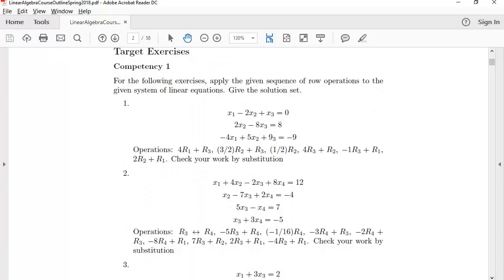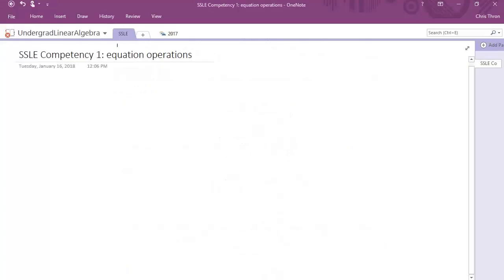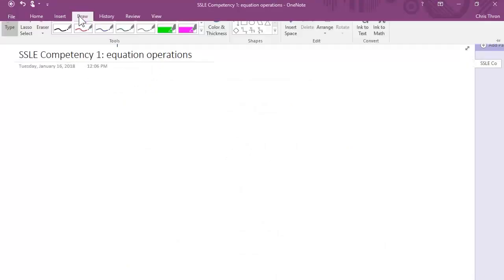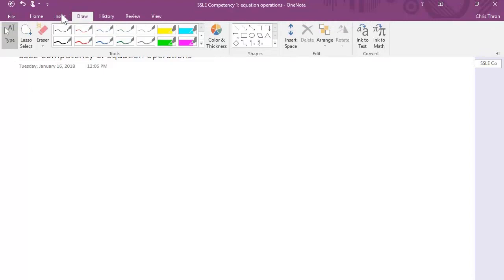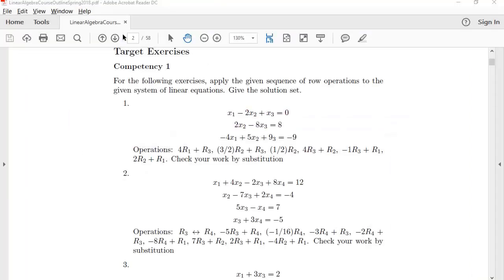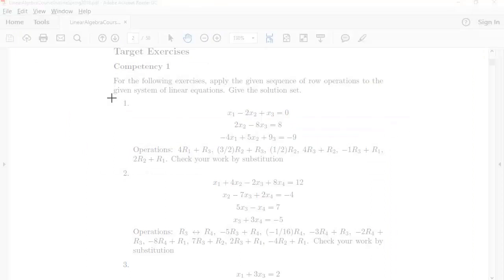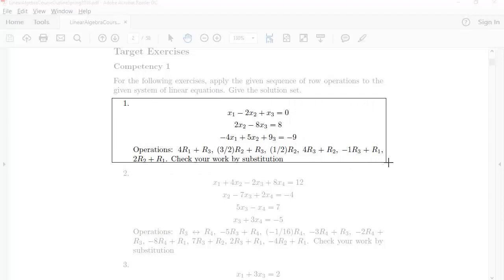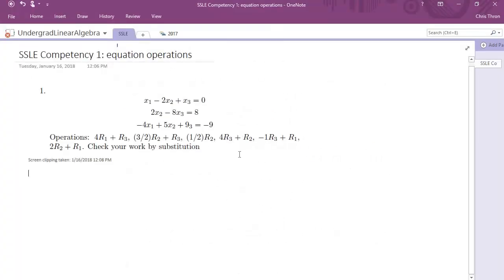So let me go back to my OneNote. Let's see where it is. I have to go here, and there should be a snipping tool. Screen clipping is here. I'm going to get this one here. All right, so here's my system of equations.